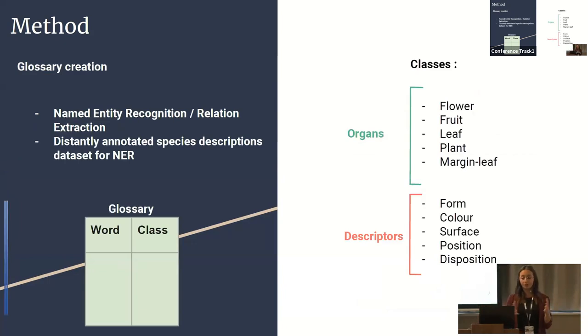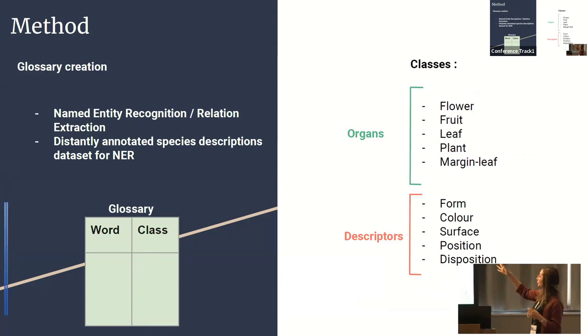What we have to do first is to create a glossary that will contain our words and their corresponding classes. We've worked on creating a glossary that contains 972 words. Each word is assigned to one of the classes here. So we have classes that are related to organs and classes that are related to descriptors. After creating this glossary, we projected it on our species descriptions and created a named entity recognition data set from species descriptions.